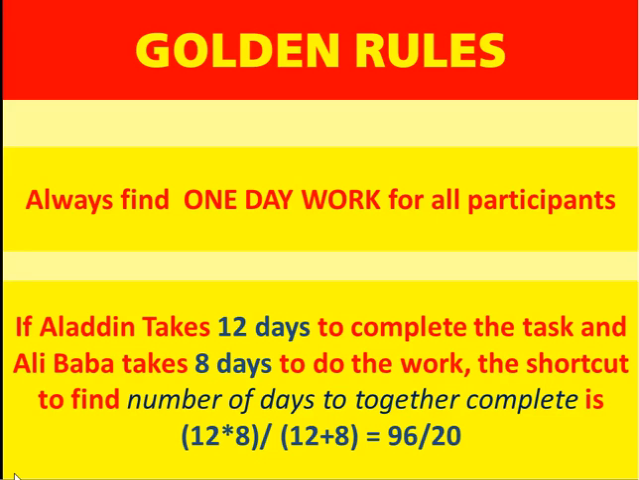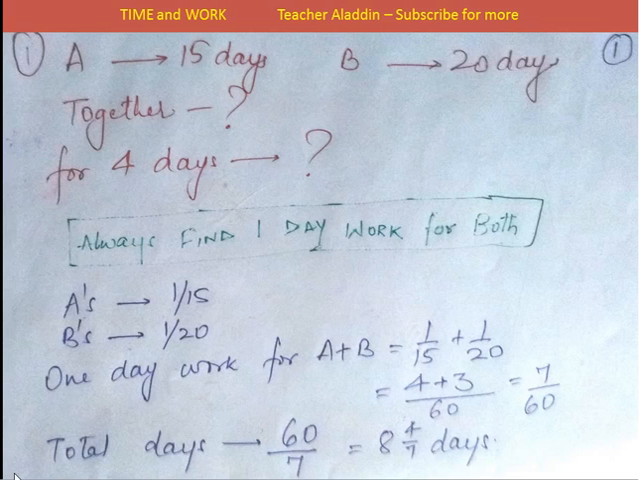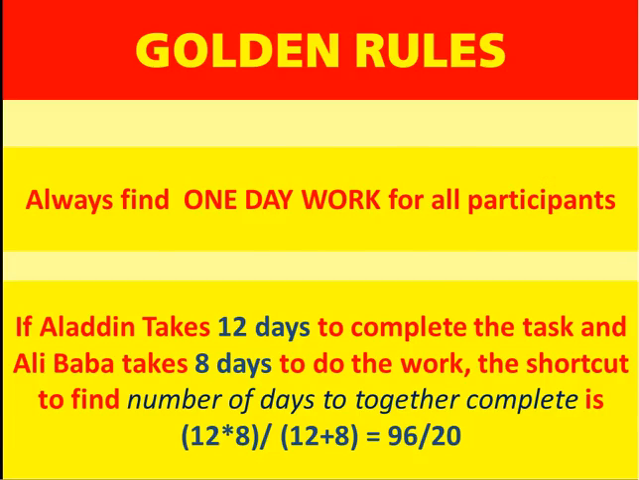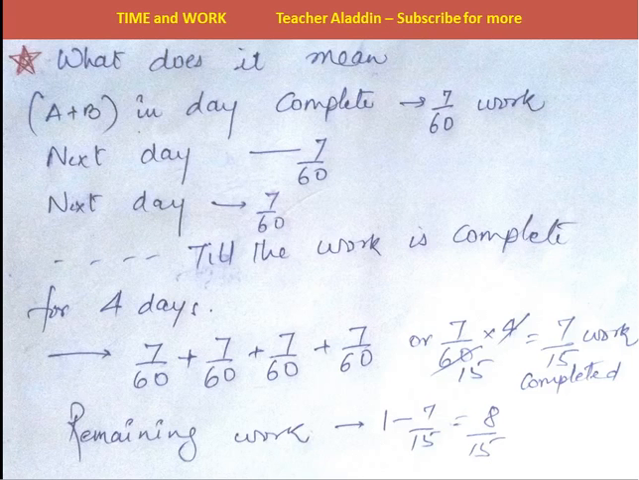You can solve the last question that I gave. You can multiply 20 into 15 and you divide by 20 plus 15. You directly get the number of days, which is 8 4 by 7 days. So you multiply A and B, you divide it by the sum of A and B, you get the answer. That's a shortcut for two people. But remember the golden rule: always find one day work for all participants, and then together in one day how much work is completed. You have to find that.